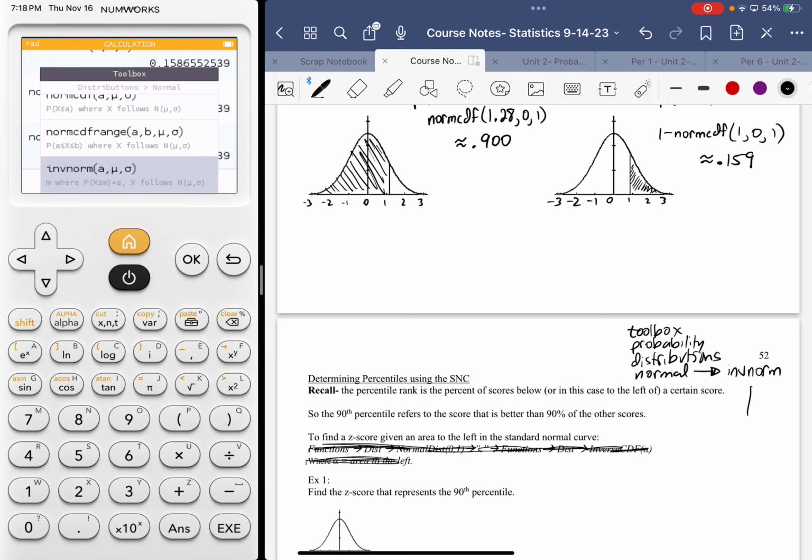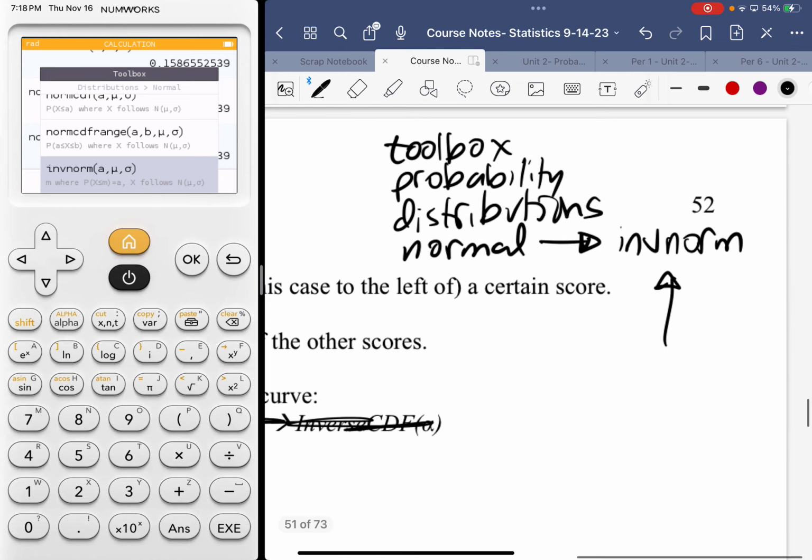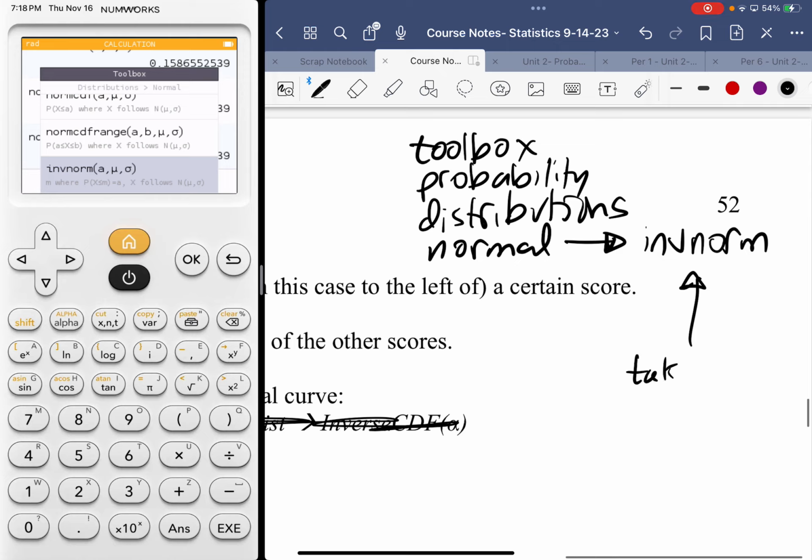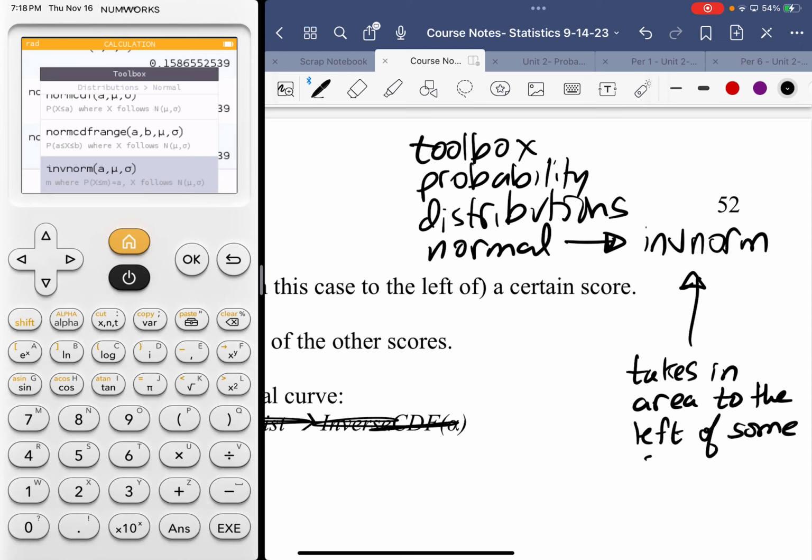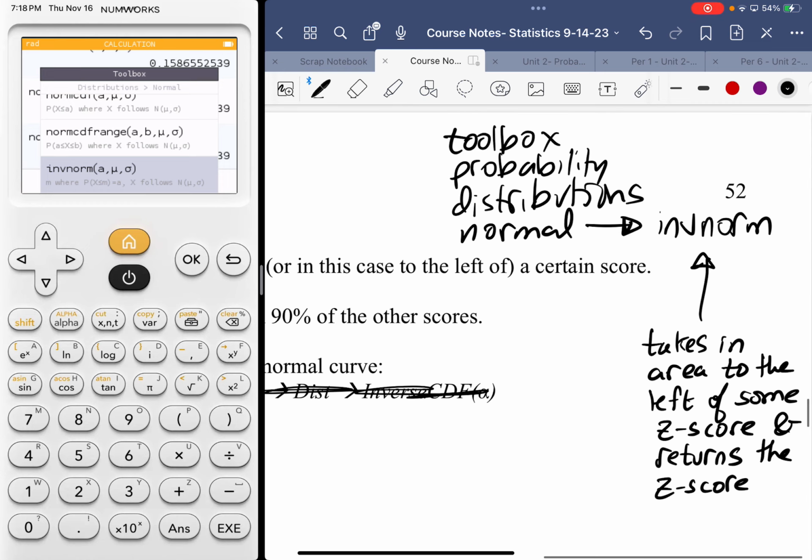All right. So that inverse norm function takes in area to the left of some z-score and returns the z-score. I know, weird phrasing, but what came to mind first.